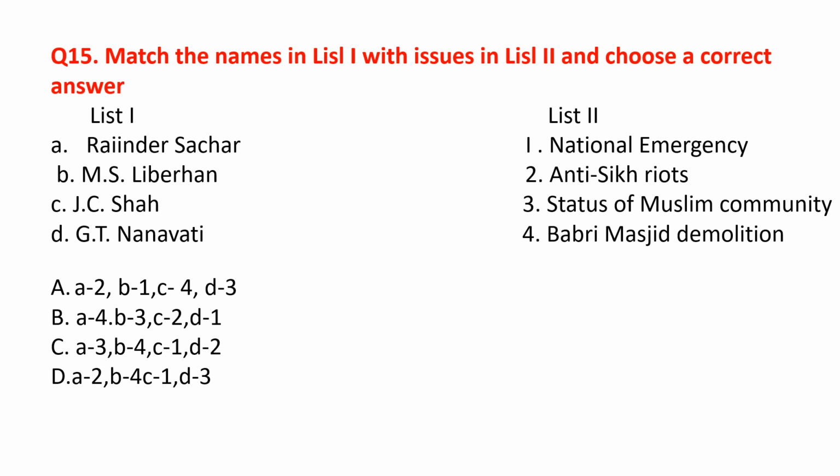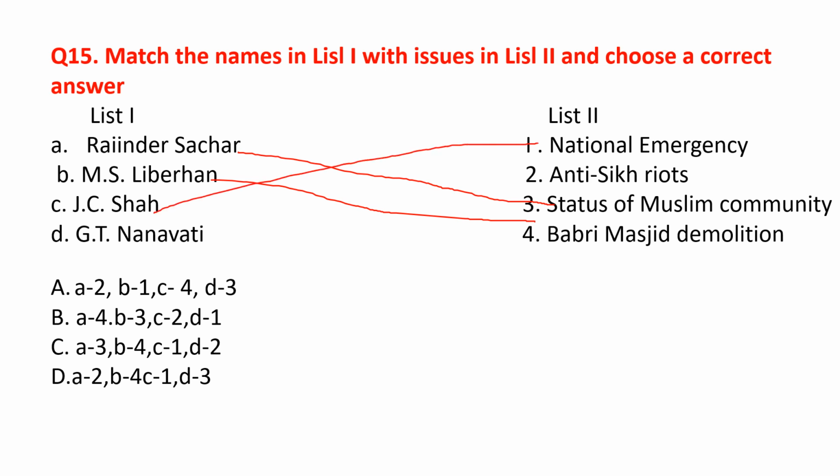Match the names in list 1 with issues in list 2 and choose a correct answer. Rajinder Sachar. It is related to status of Muslim community. M.S. Liberhan. He is related to Babri Masjid demolition. J.C. Shah, national emergency. G.T. Nanavati, anti-Sikh riots. So the correct option is option C.